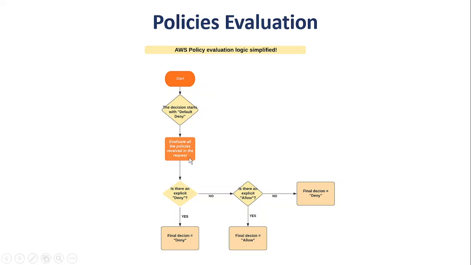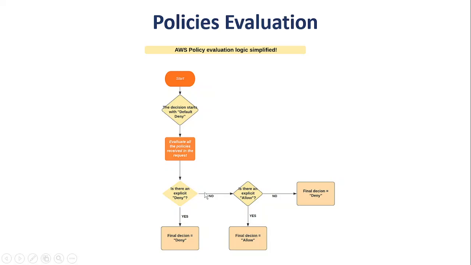So if it tries to evaluate all the policies, as I gave an example, a user could be part of two groups. One group has access, the other group doesn't, or one group has allowed, another group is denied. In that case, it will evaluate both of them and see if there is any explicit deny. I said two groups, one group has allow, another has deny. So in that case, we have an explicit deny in one group.